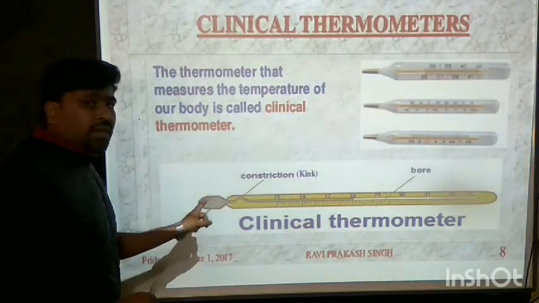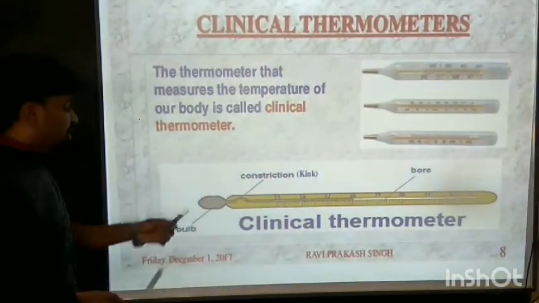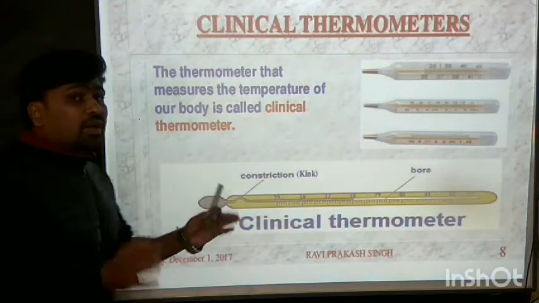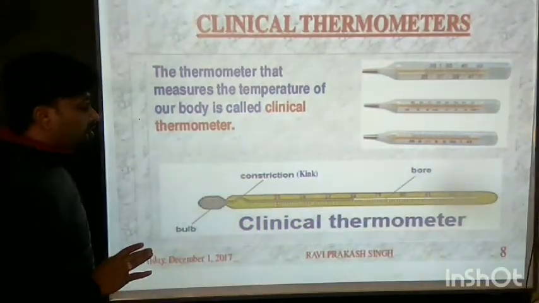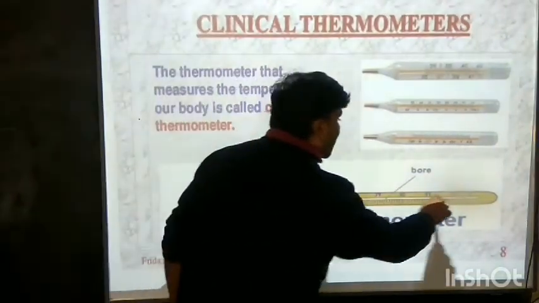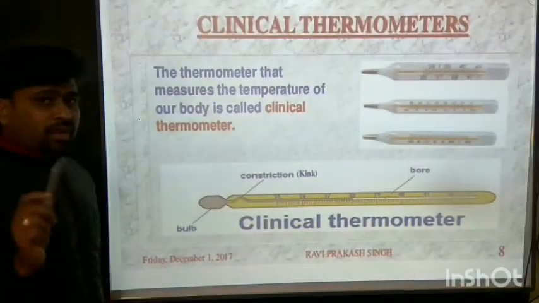Look at the bulb, ತರ ಕಾಣುತ್ತೆ. It is a bulb-like structure. Inside, the bulb is completely filled with mercury. Clear? Filled with mercury. This kind of glass tube contains the measurements. Clear? This glass tube contains the measurement.